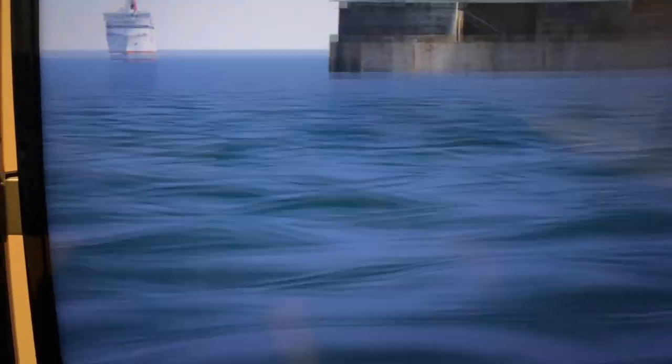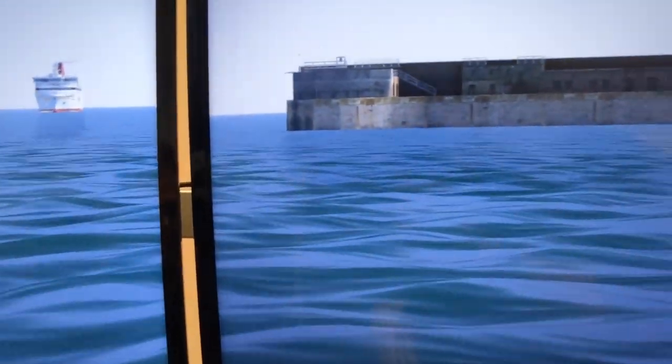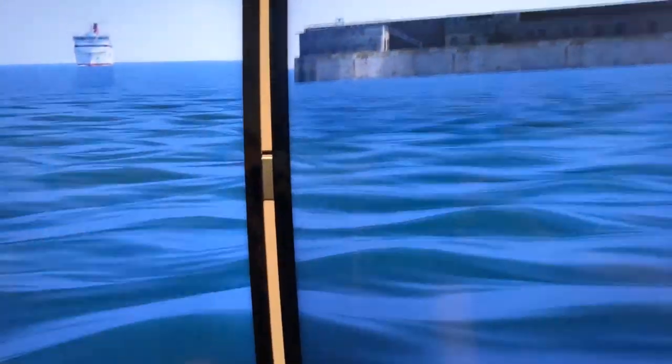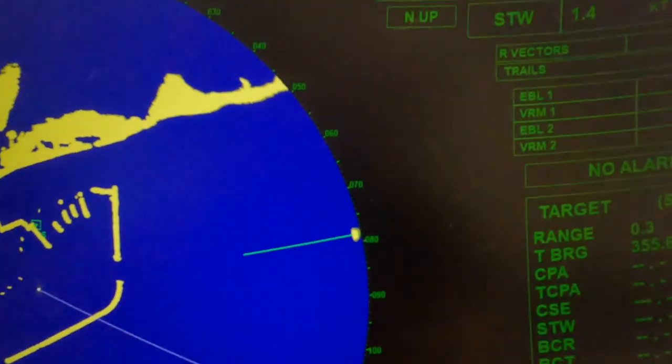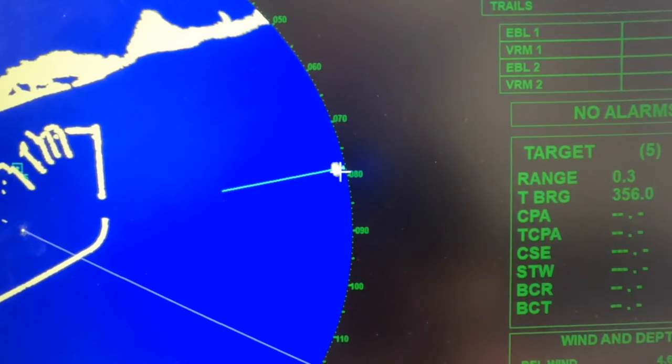And there's the other ship just coming through. In a sec, we'll have a look at the radar and see where she is on the radar. And there she is on the radar. If we just click on it and interrogate it, it'll tell us the information.